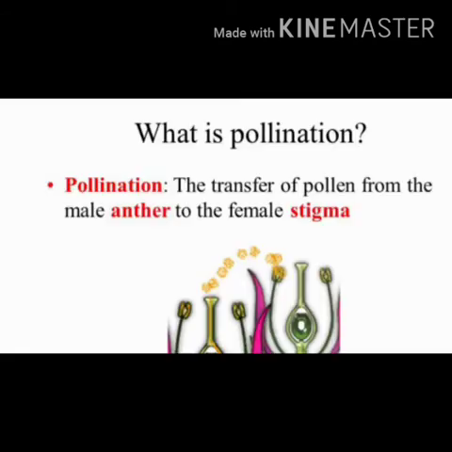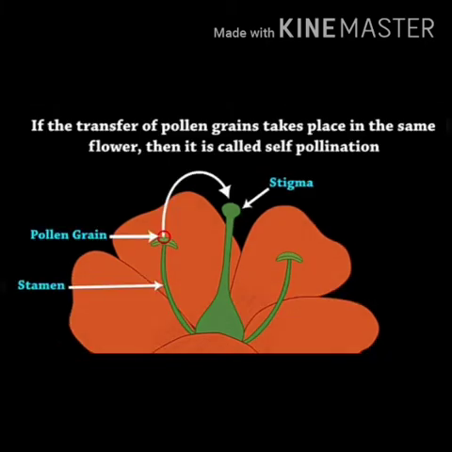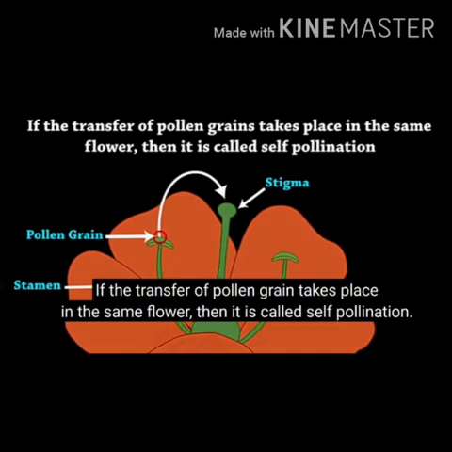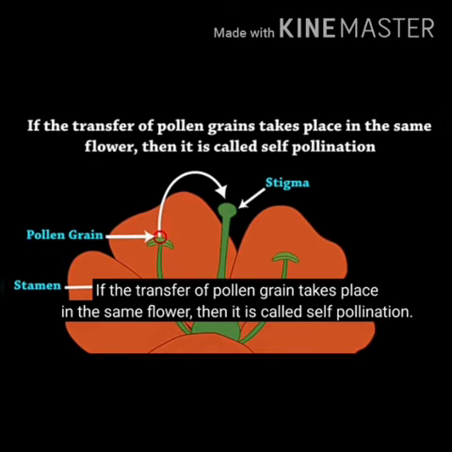Okay, now next, what is pollination? Pollination is the transfer of pollen grains from the male anther to the female stigma, right? Naturally, for fertilization to take place, pollen grains need to be transferred from stamen to the stigma, and there are two types of pollination, called self-pollination and cross-pollination. If the transfer of pollen grains takes place in the same flower, then it is called self-pollination. Just look here, the pollen grains are transferring to the stigma of the same flower, then it is called self-pollination.